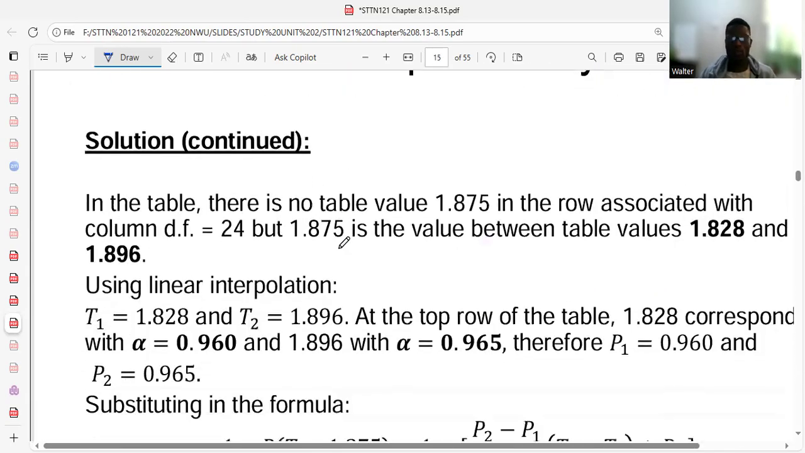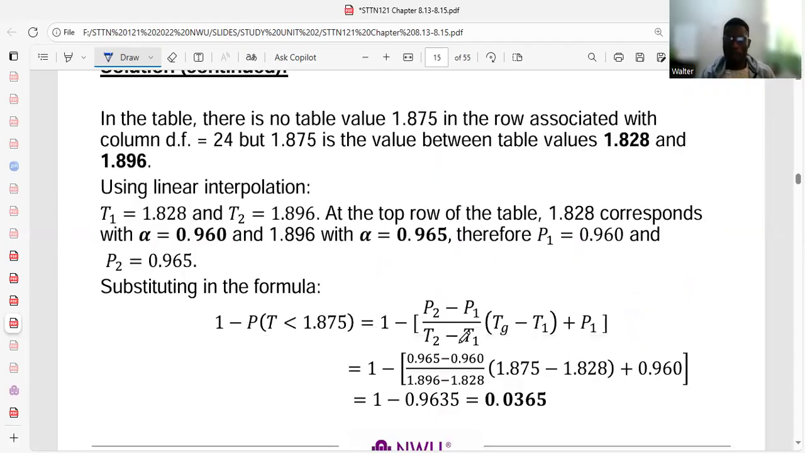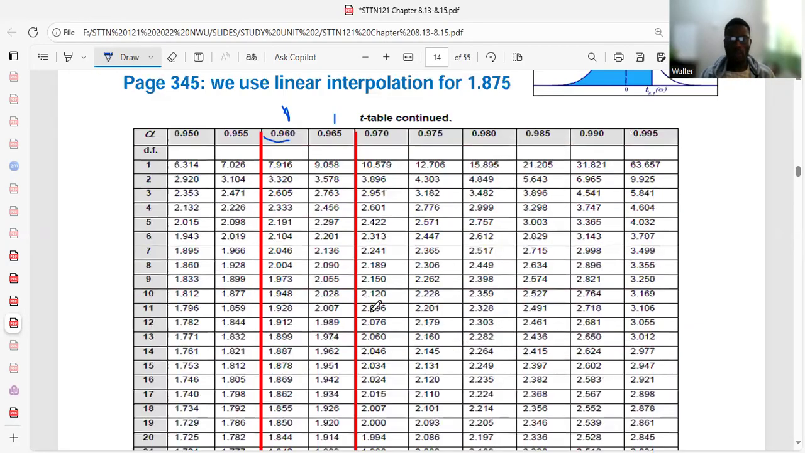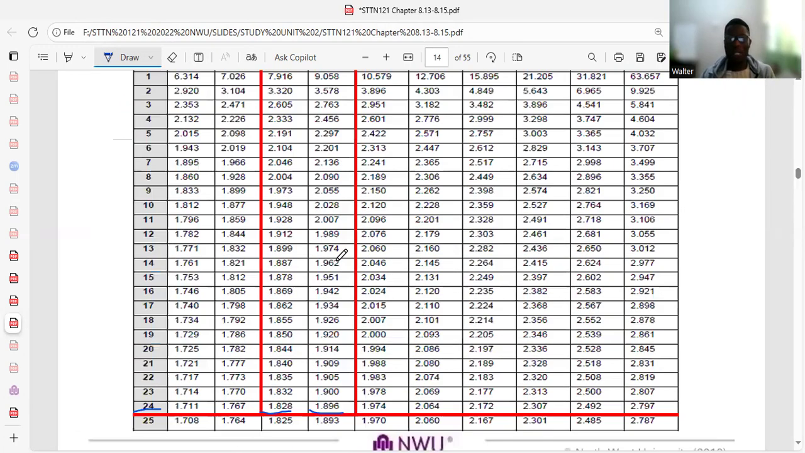This is what we do. Now, check this. I'm just going to try to do it like this. You see now, what will be the value of P1? P1 is 0.960. The first one, guys, is the one for P1. The second one here is P2. So already I've shown you the formula to use to get the probability. P1, P2. Now, what about the T?